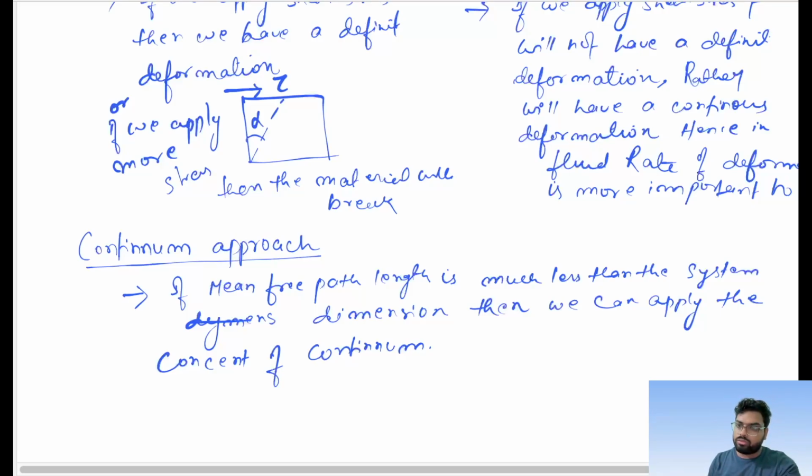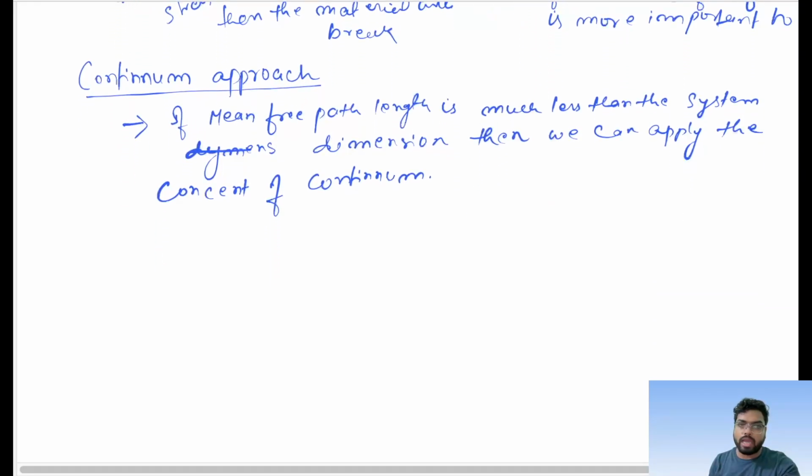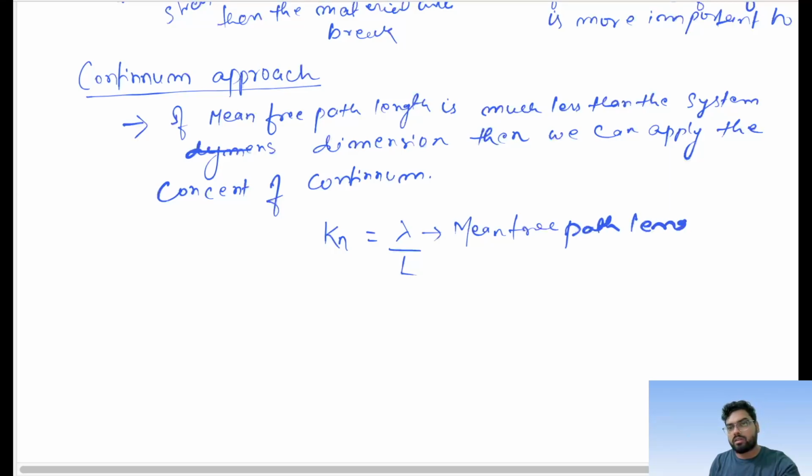And to define this, we have a parameter known as Knudsen number, which is equal to lambda by L. Lambda is mean free path length. L is system dimension.